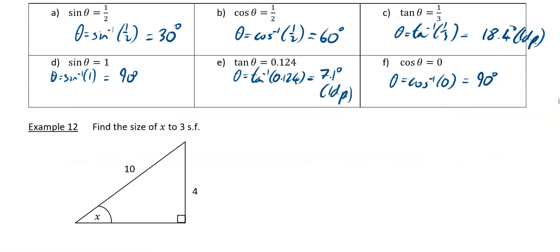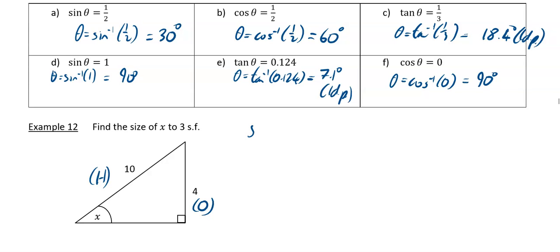Okay, now we're on to what we actually want to do in this video, which is to show you how we use SOHCAHTOA to find missing angles in right angle triangles. Now the first thing you've got to do is label your triangle as we had done before. So this is just your h, your hypotenuse. The 4 is your opposite.